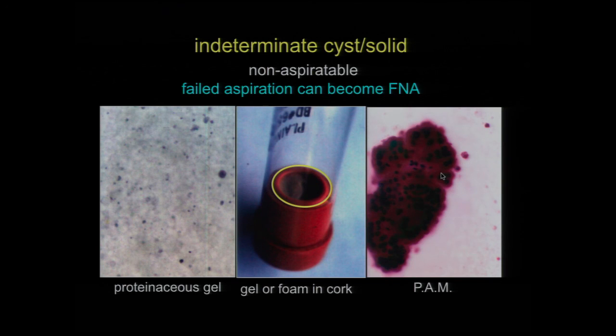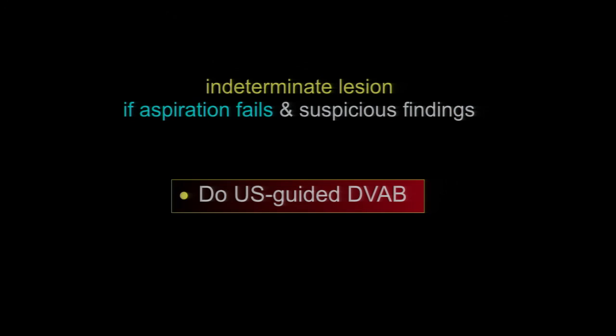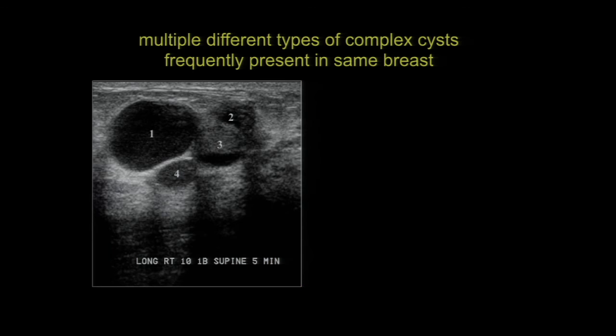I don't like FNA in the breast, but if you've got a choice between a failed aspiration and FNA, you go for the FNA. And if all that fails, you can do ultrasound-guided vacuum-assisted biopsy.